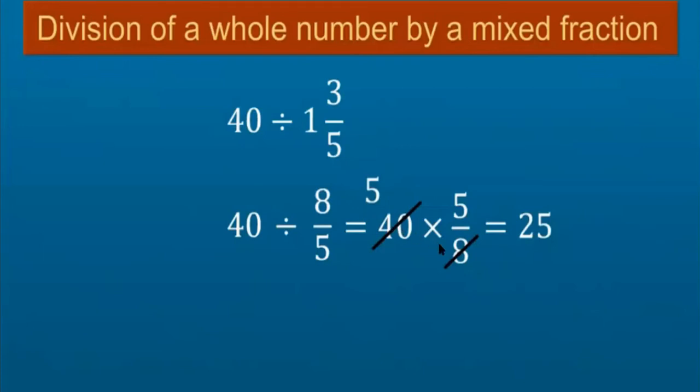Okay, so this is how the cancellation is done. You have to check for a number which is divisible for both the denominator and the numerator. Here, 8 and 40 both can be divided by 8. So the denominator 8 divided by 8 gives 1, and 40 divided by 8 gives 5. Now this 5 is multiplied by this 5, and we get the answer as 25. This is how the division is done here.